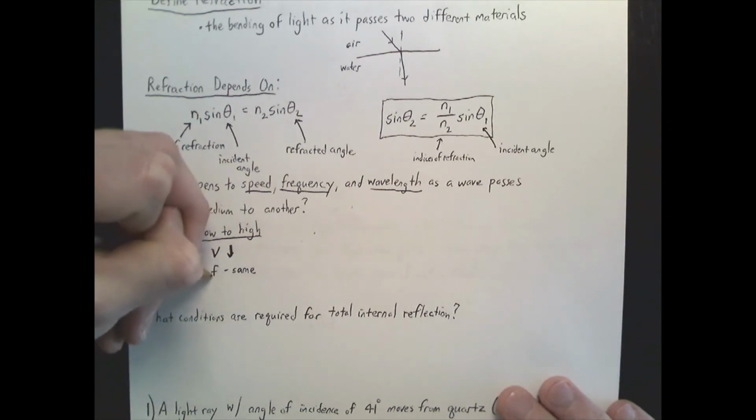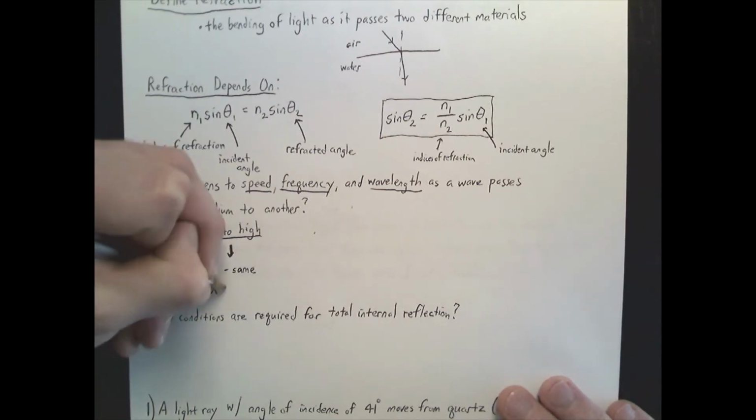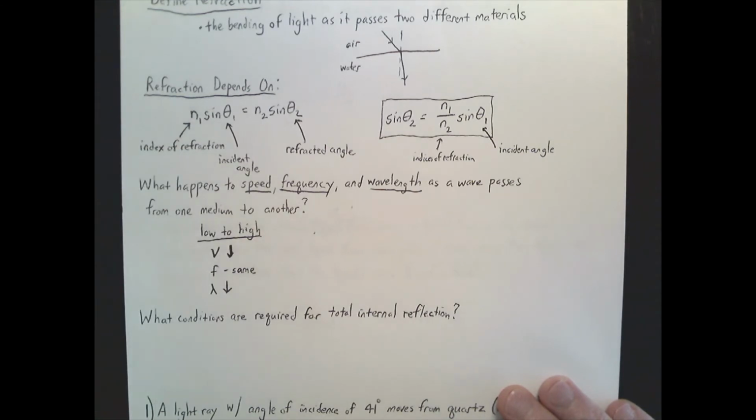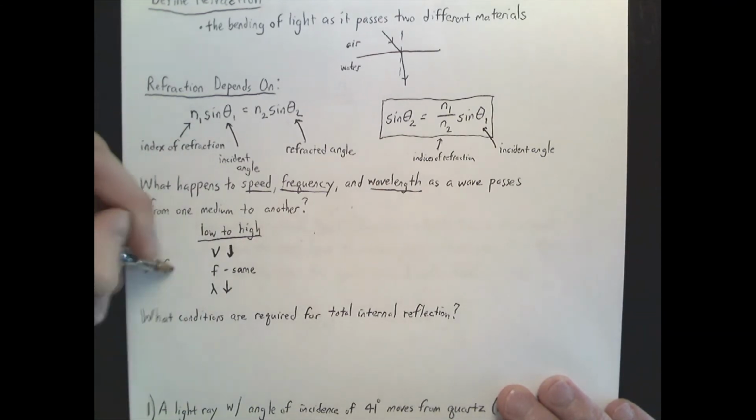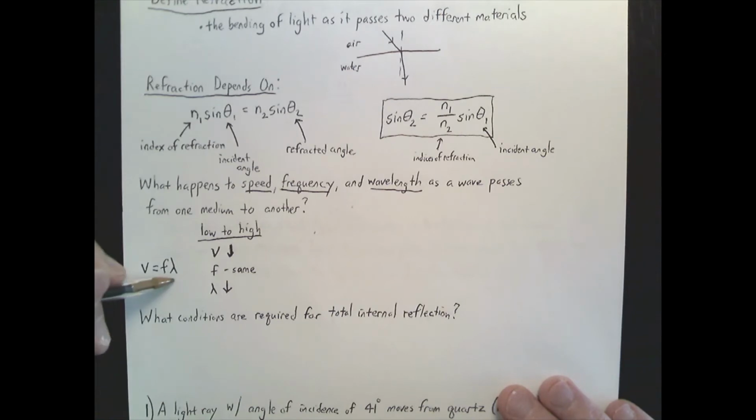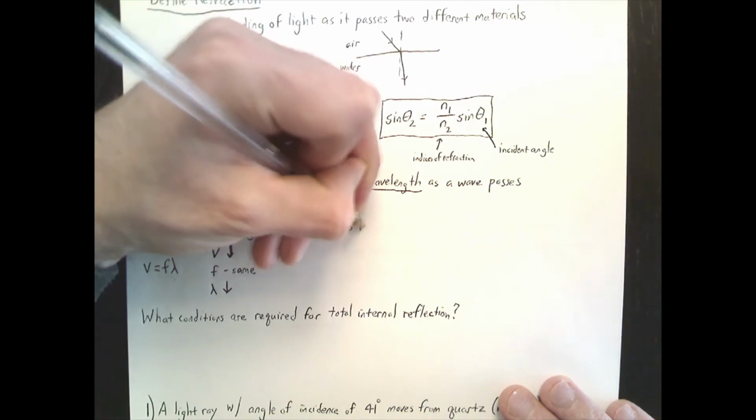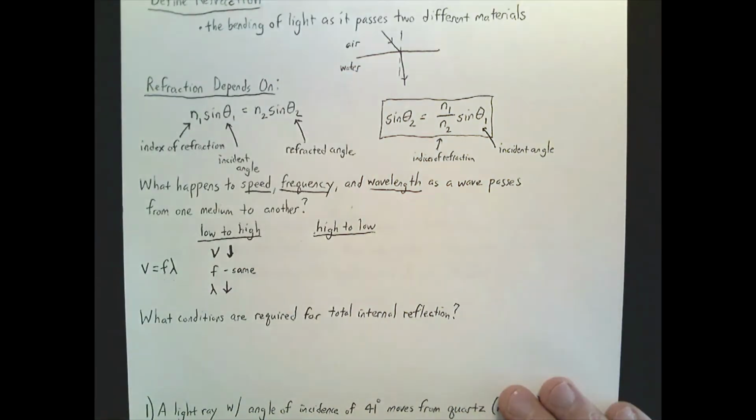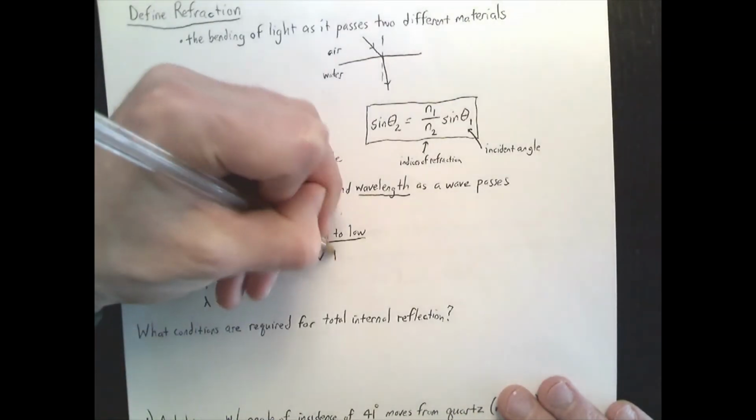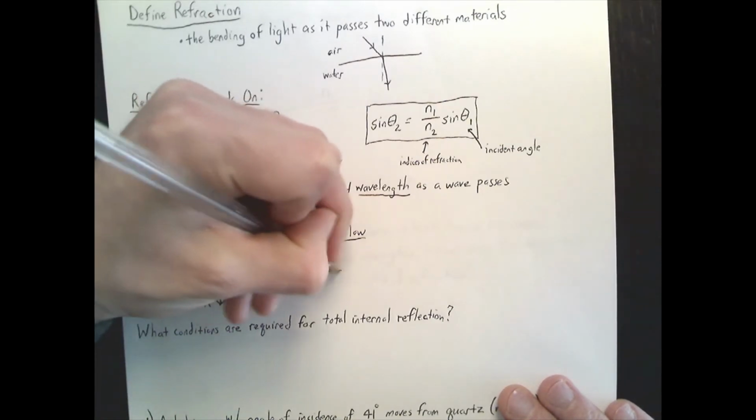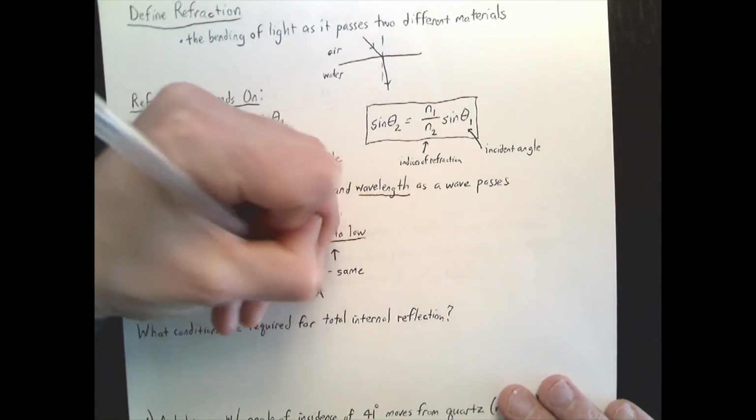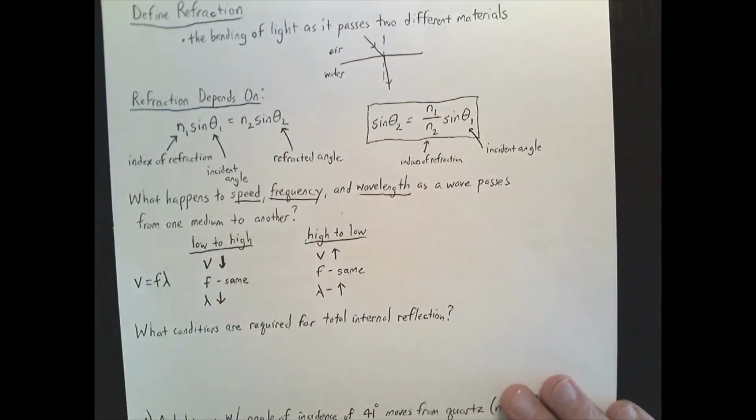Your wavelength, if frequency stays the same, the wavelength also has to decrease. And that's because velocity equals f times lambda. If the wavelength goes down and the frequency is the same, the velocity has to go down to balance that out. The opposite's true if we go from high to low. When we go to a less dense material, the wave is freer to move, and therefore it's going to be able to move faster. f is still the same, and lambda is also going to increase as I go from a high index of refraction to a lower one.